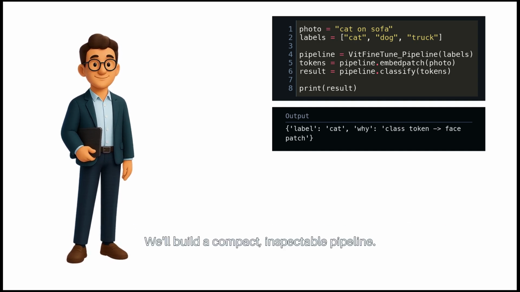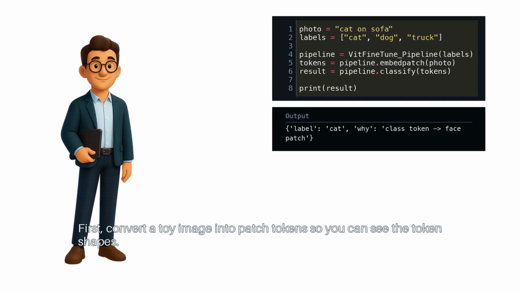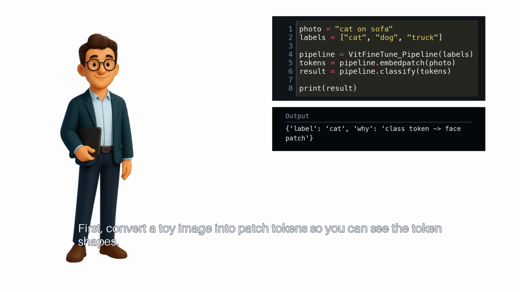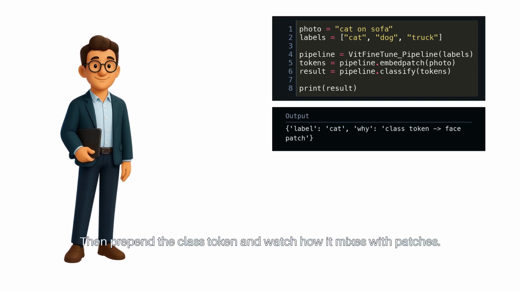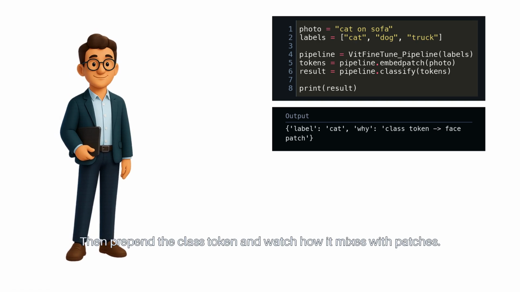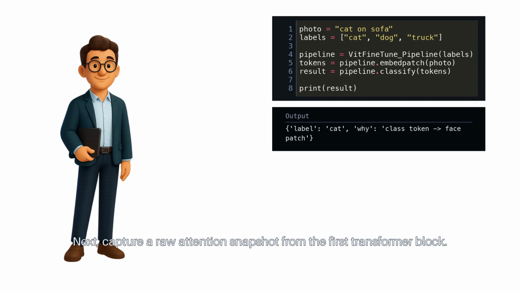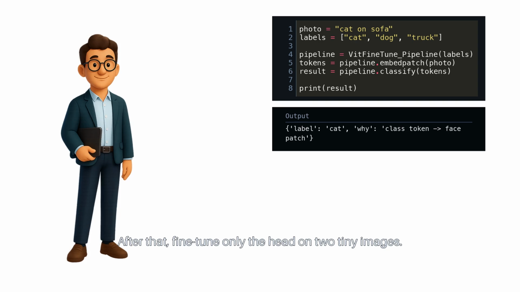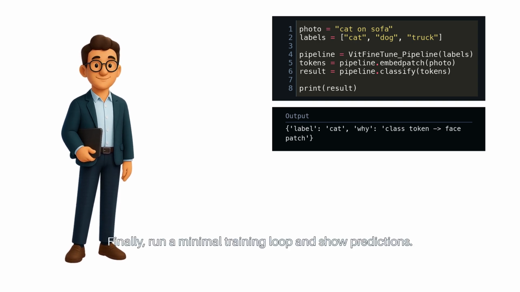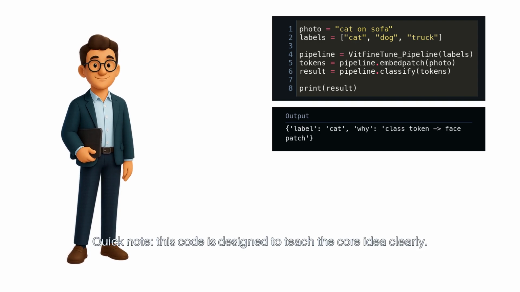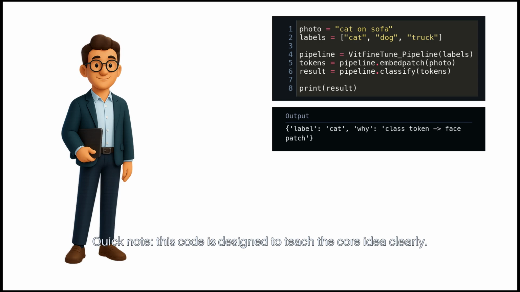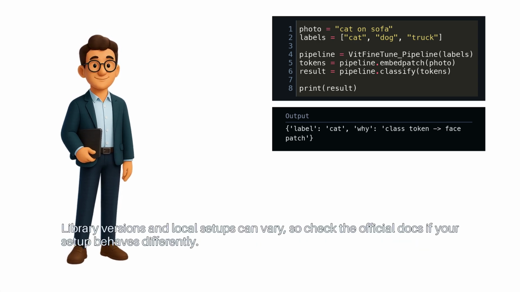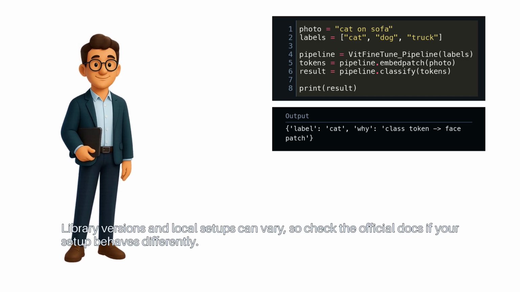We'll build a compact, inspectable pipeline. First, convert a toy image into patch tokens so you can see the token shapes. Then, prepend the class token and watch how it mixes with patches. Next, capture a raw attention snapshot from the first transformer block. After that, fine-tune only the head on two tiny images. Finally, run a minimal training loop and show predictions. Quick note, this code is designed to teach the core idea clearly. Library versions and local setups can vary, so check the official docs if your setup behaves differently.